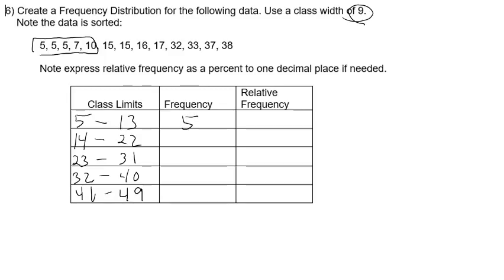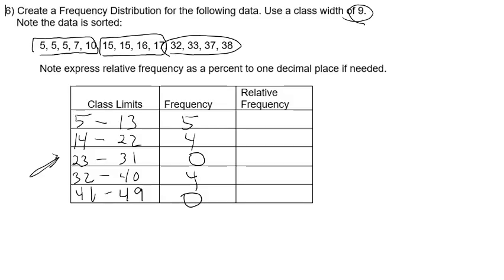Frequency is 5. Between 14 and 22, right here, 4 numbers. 23 and 31, there are none, 0. 32 to 40, 4 numbers. And we have no numbers in our last class, so we'll just put 0 there. And again, if you left that last class out, it'd be okay. But this middle class, you should not remove because the frequency is 0.